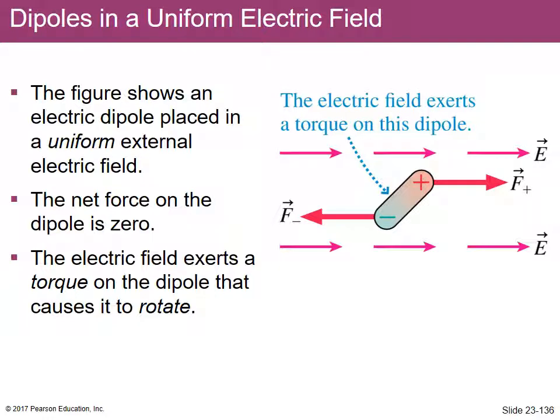The figure shows an electric dipole placed in a uniform external electric field. The net force on the dipole is 0. The electric field exerts a torque on the dipole that causes it to rotate.